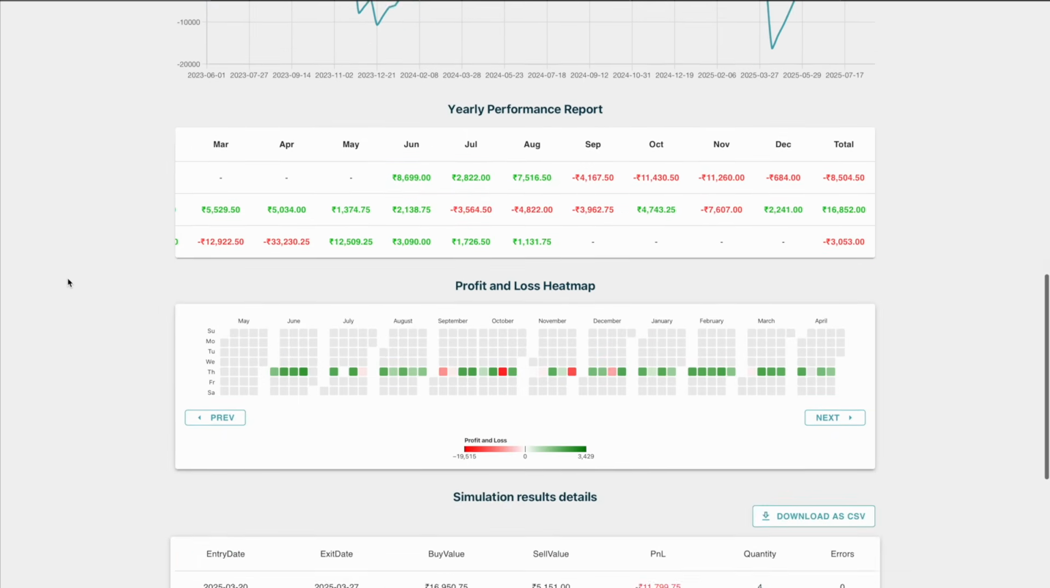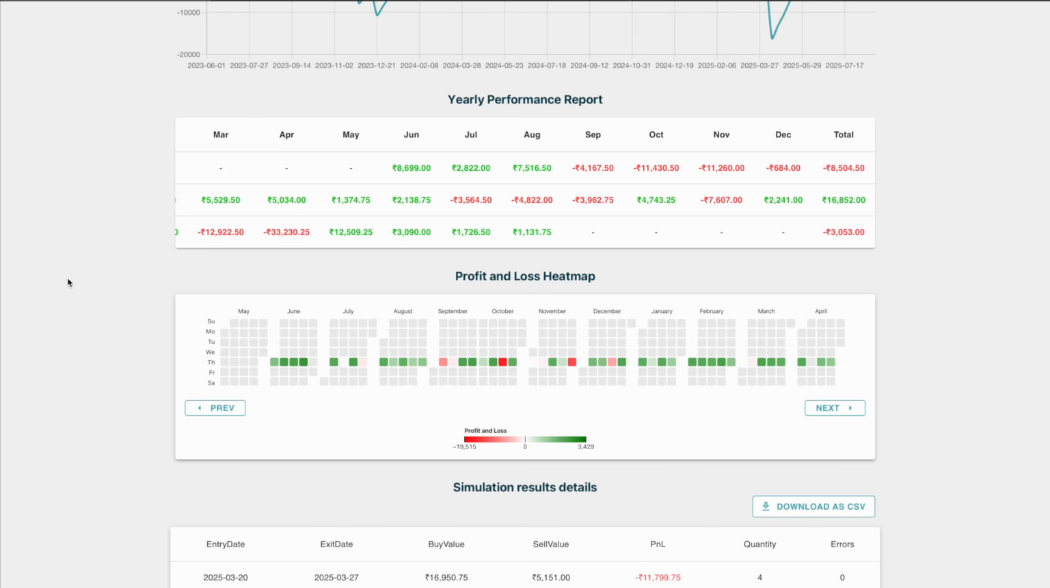We also have a yearly performance report that breaks down profit or losses month by month. Along with this, we have added a heat map that highlights which days or weeks gave us profit and which ones led to losses. These visuals make it very easy to understand the behavior of the strategy at a glance, and they help in making better decisions.